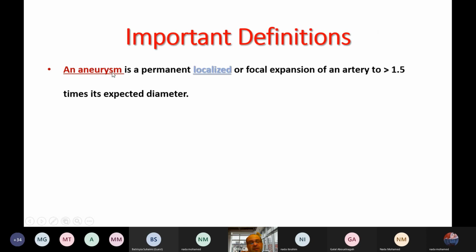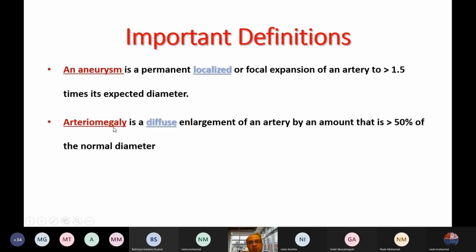What is an aneurysm? It is very important to stress on the definition. Aneurysm is a localized or focal expansion of the artery, more than 50% of its diameter. That's to say, whenever I have an artery which is expected to be 1 centimeter, for example, in caliber, and I have a localized or focal part of it which is 1.5 centimeter, then I can apply the definition of aneurysm.